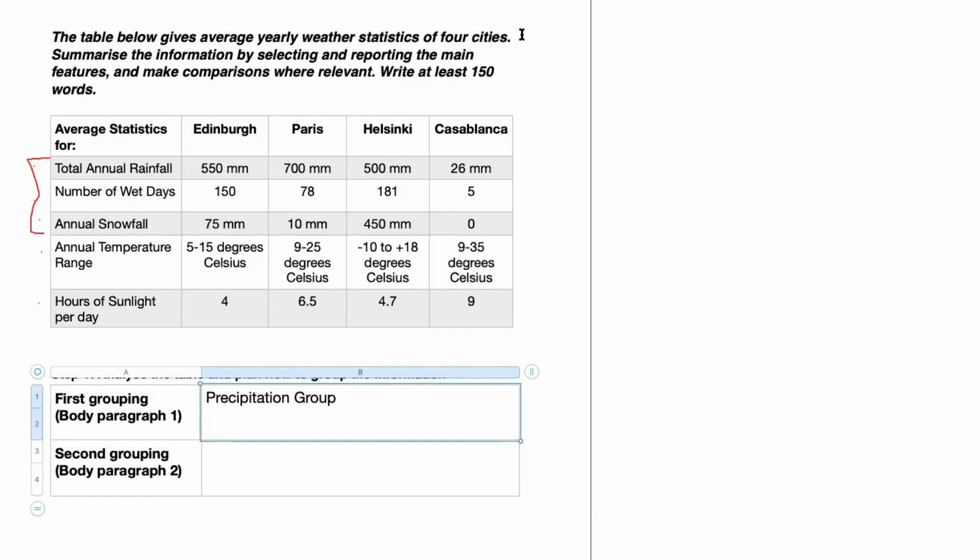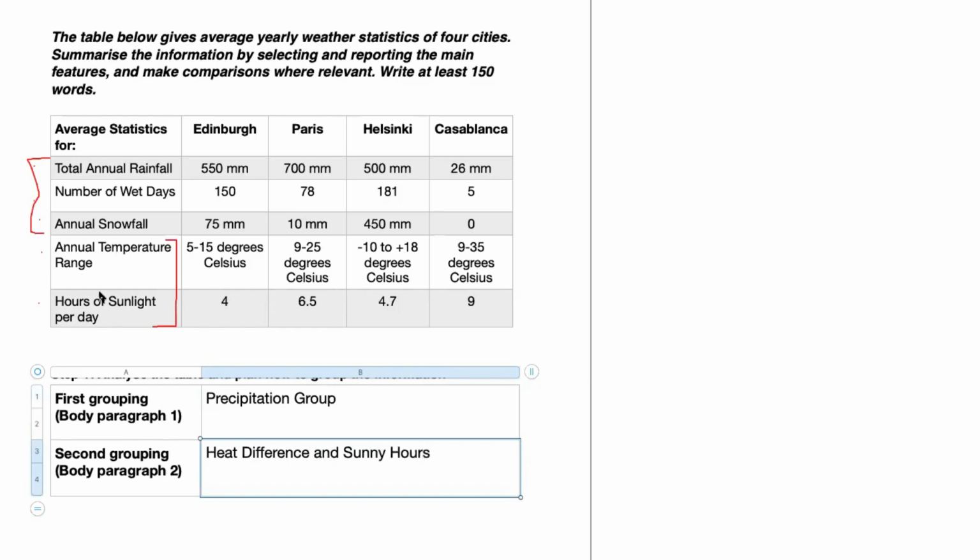And that makes it quite easy for us because the second group is going to be our second columns here, the last two that we have left, and that is annual temperature range and hours of sunlight per day. So let's call this one the heat difference and sunny hours. And you see, these things don't really have that much in common, but that's fine. It's really important that our first group here has a lot in common in terms of wetness and precipitation. So we can just add this second grouping because these are the two categories that are left: heat difference and sunny hours.